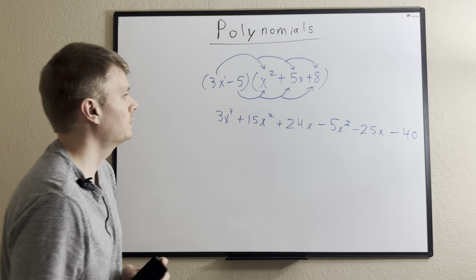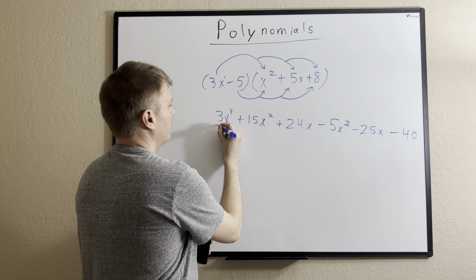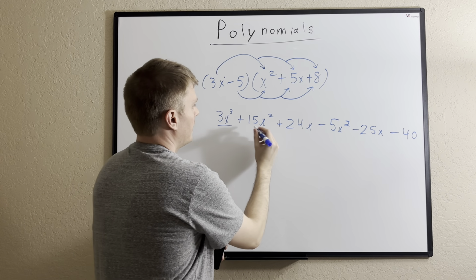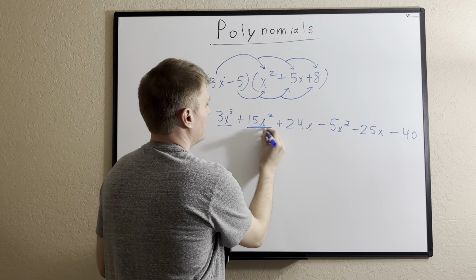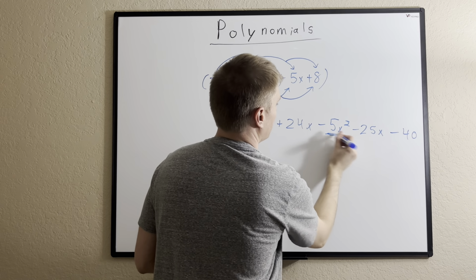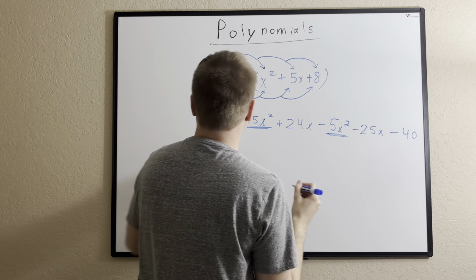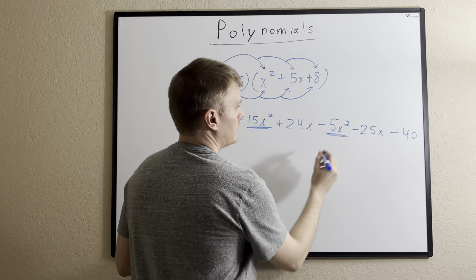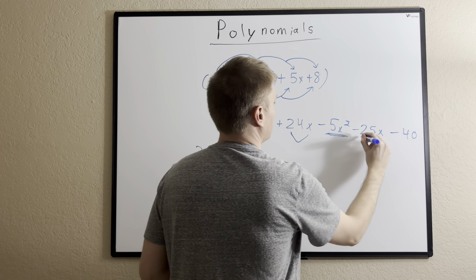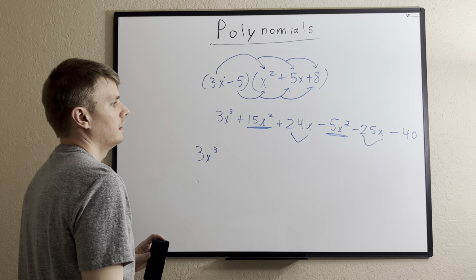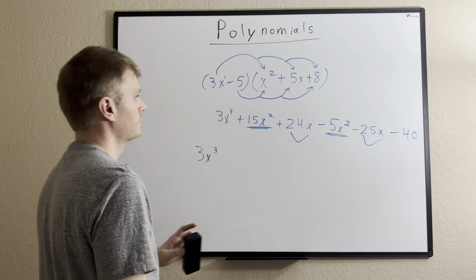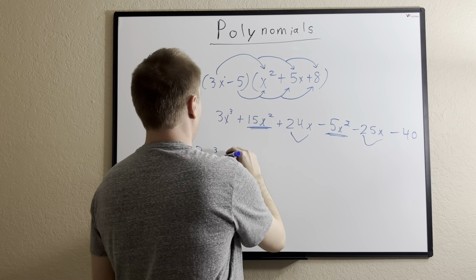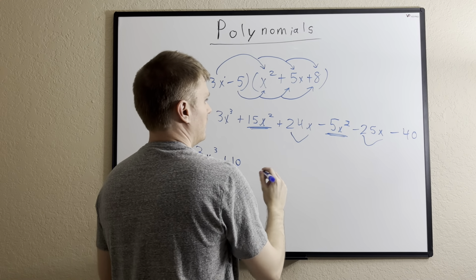Okay, now we combine like terms again. X cubed. There are no other x cubed. Okay. X squared. And there's an x squared. What about x? Yeah, we got 2 x's there. And that's it. Okay, so 15 minus 5 is 10x squared.